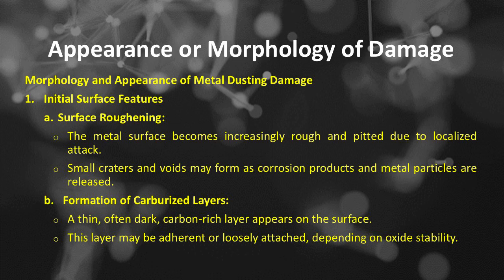Number 1 of morphology and appearance of metal dusting damage is initial surface features. Number A. Surface roughening includes the metal surface becoming increasingly rough and pitted due to localized attack. Small craters and voids may form as corrosion products and metal particles are released. Number B. Formation of carbonized layers includes a thin, often dark, carbon-rich layer appearing on the surface. This layer may be adherent or loosely attached, depending on oxide stability.